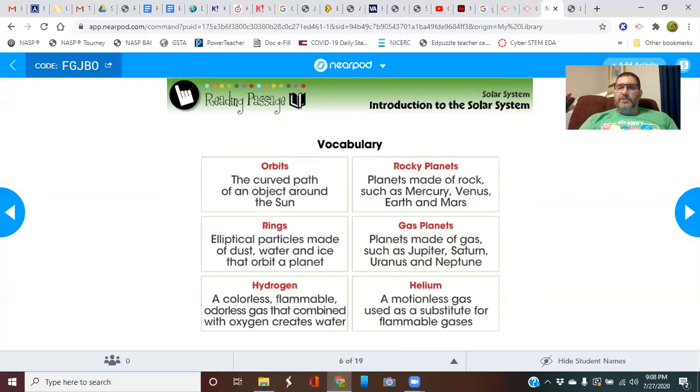The rocky planets are your inner planets. They include Earth, Venus, Mercury, Mars, and then you have the gas planets, which include Jupiter, Saturn, Uranus, or Uranus, depending on who you talk to, and Neptune.